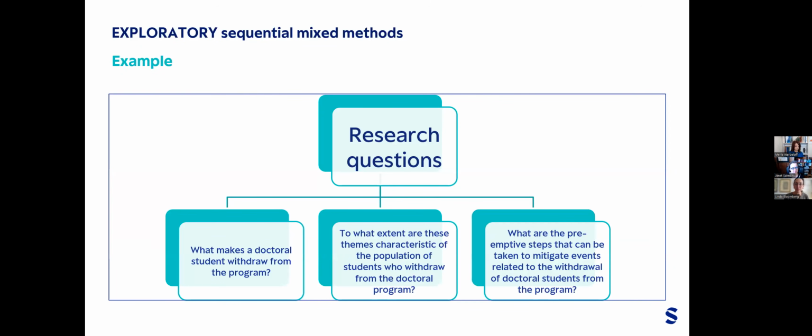So an example based on the research problem that we've selected for this presentation, which is the problem of ABD, all but dissertation, there are 3 overall research questions for the exploratory sequential mixed method design using this example. The first would be, what makes a doctoral student withdraw from their program? Second, to what extent are these themes characteristic of the population who withdraw from the doctoral program? And finally, the synthesis, what are the preemptive steps that can be taken to mitigate events related to withdrawal of doctoral students from their program?